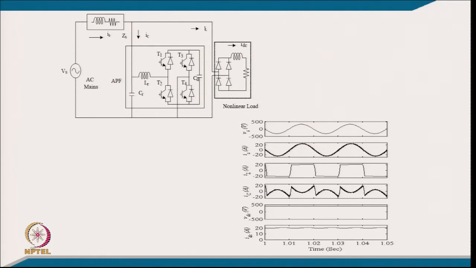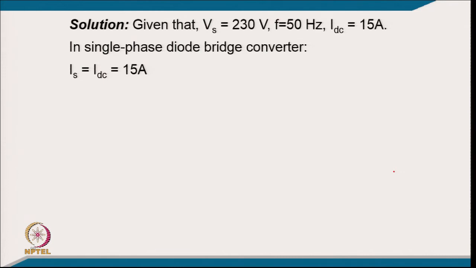This is the DC link voltage of the shunt active filter, and this is the load current, like you can clearly see here. That is constant, which is the reason it is a square wave. So, coming to the numerical part of it, given that Vs equals 230 volt, frequency 50 hertz, and DC link current is 15 ampere in the single phase diode bridge.